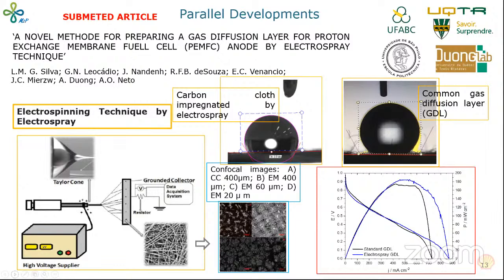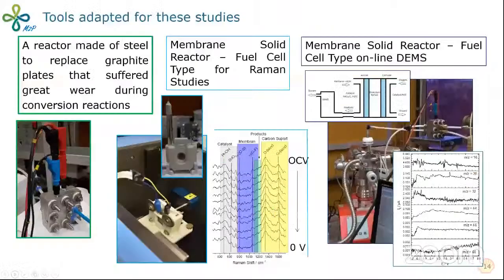In the case of a reaction involving hydrogen and oxygen in a standard cell, we verify that with the use of this electrospun GDL, there is a delay in the onset of diffusion limitation, observing the polarization curves. These indicate that there is better gas diffusion. Some tools have been adapted to better understand the process, such as an electrochemical cell with three electrodes and two electrodes for Raman, an online differential mass spectrometer with a polymeric electrode reactor of fuel cell type, and a reactor made of steel to replace graphite plates, which suffer great wear during conversion reactions.